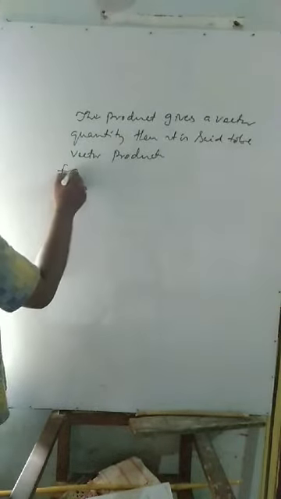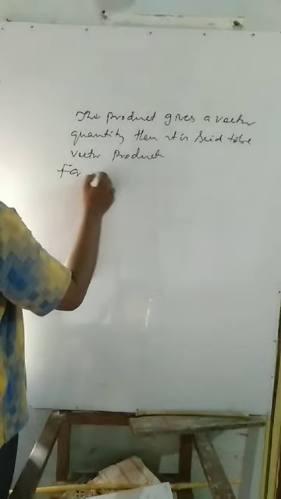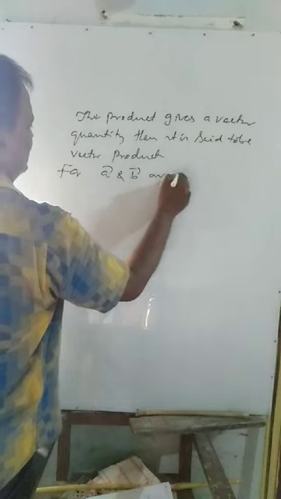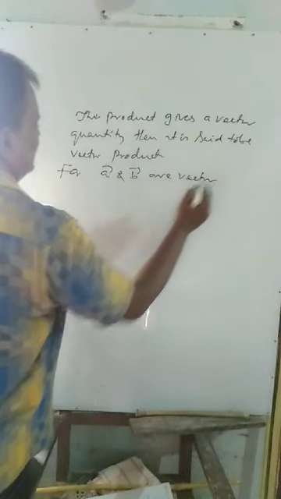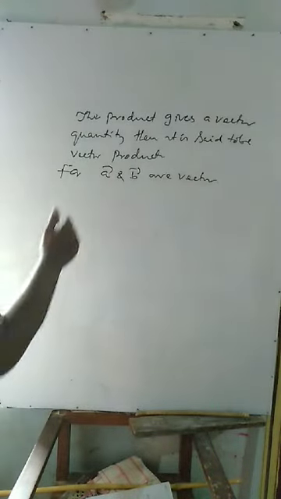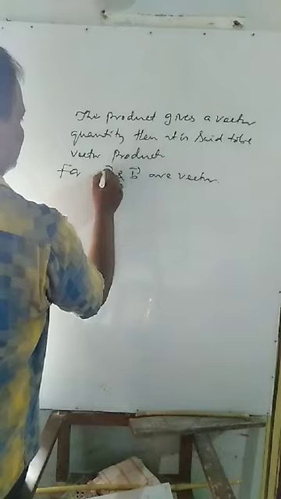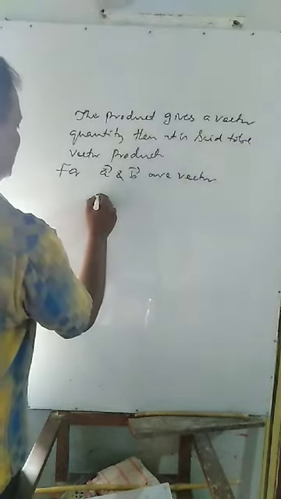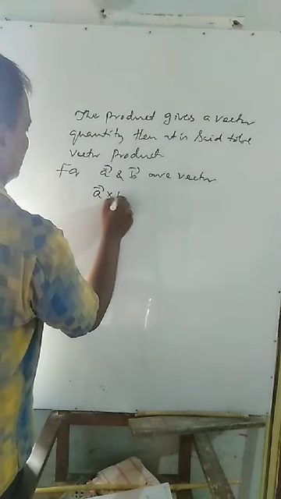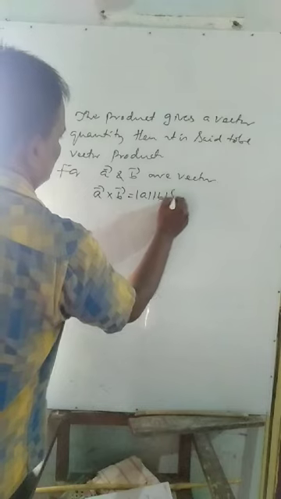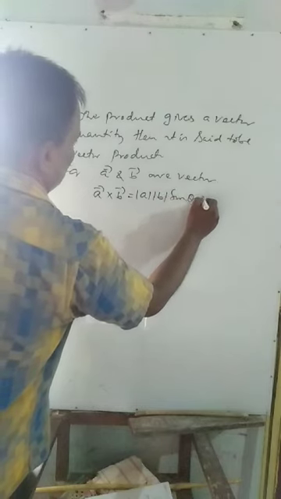A vector and B vector are the two vectors. So what to do here? Look at A vector and B vector, the two vectors. Then the cross product, represented by A cross B, is equal to A magnitude into B magnitude into sin theta into n cap.